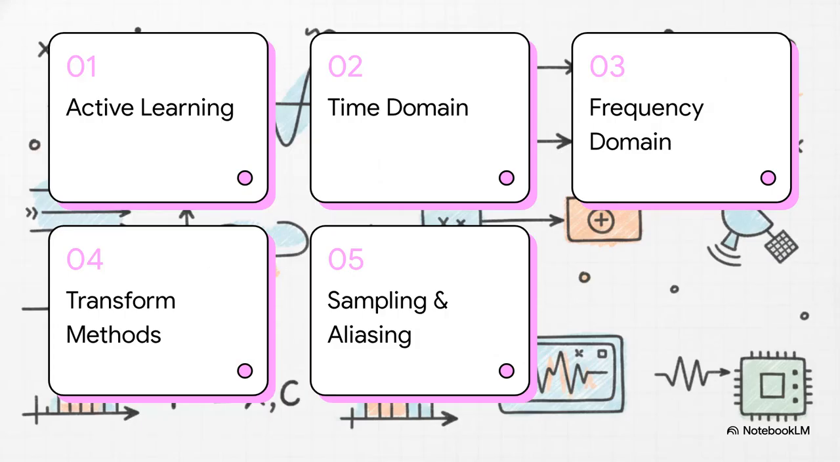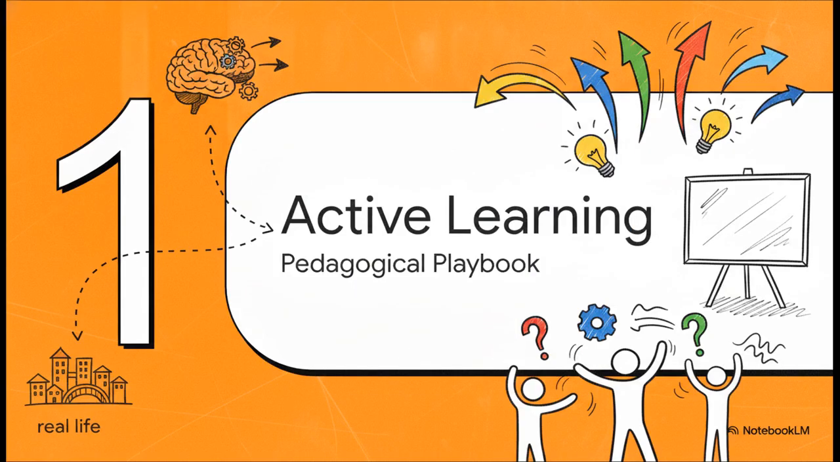So here is our roadmap for the explainer today, which actually mirrors the 4 major arcs of the semester. We'll kick things off with the course's active learning approach. Then we'll travel through the time domain, the frequency domain, transform methods, and finally finish up with a capstone on sampling and aliasing. All right, stop number 1, the active learning approach.